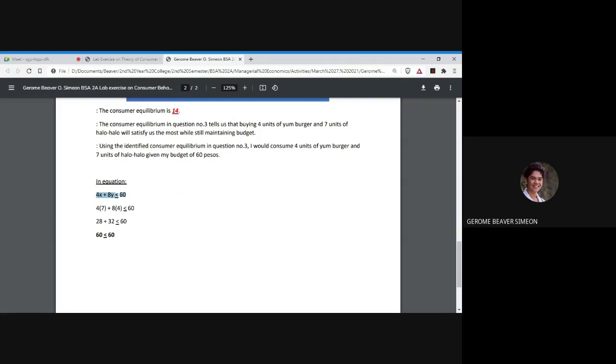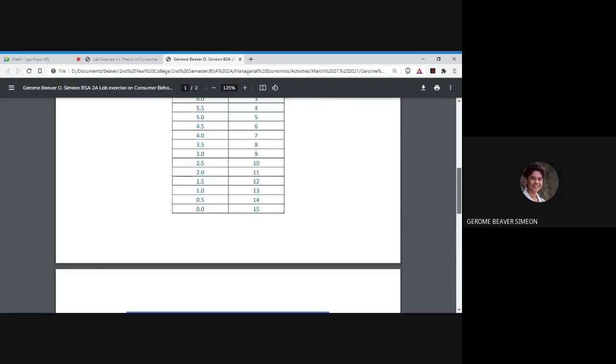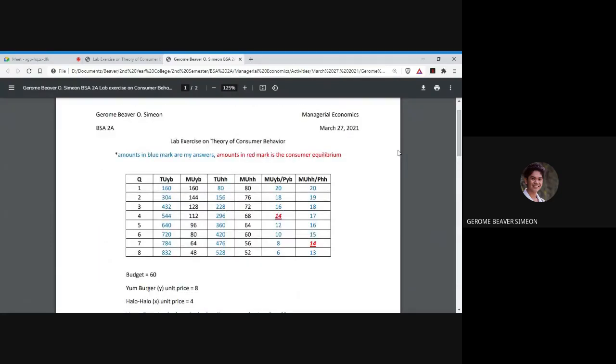So using this, the 4 units of Yum Burger, we insert that in the y variable, and the 7 units, we insert that in the x variable, which is the halo-halo. When we do the math, we can see that we have maximized our budget, which is 60 pesos. But what the consumer behavior theory tells us is we have maximized our budget and we have also maximized our satisfaction. So that's all there is to it. I mostly did this on Excel, but yeah, it can be done even without Excel, even with a calculator.